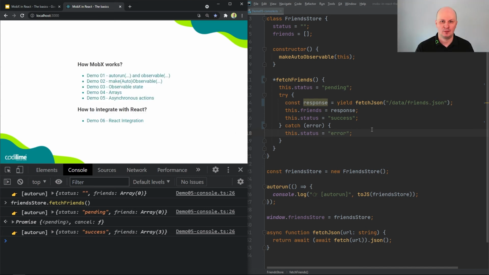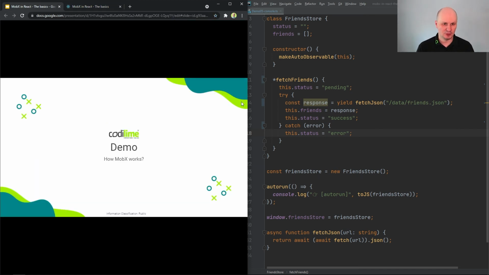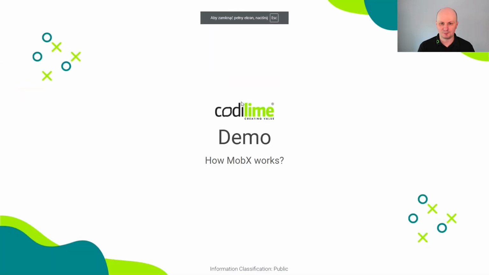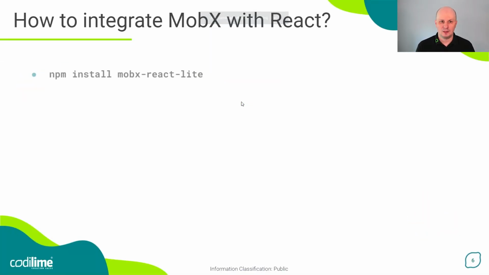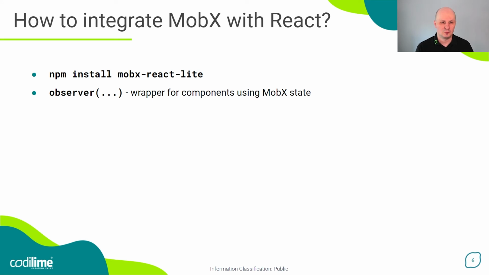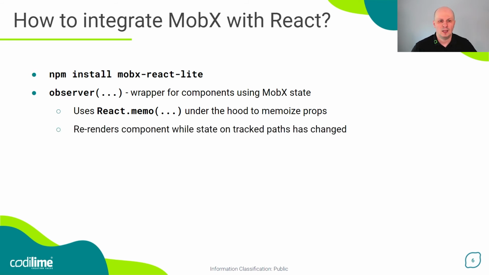Okay, we reached the end of the how MobX works demo, and now it's time to integrate MobX with React. There is an npm package named mobx-react-lite, which we are using, which brings the function observer, which is a wrapper for components using MobX state. This observer wrapper uses React memo under the hood to memoize the props, and it also re-renders components while state on tracked paths has changed.